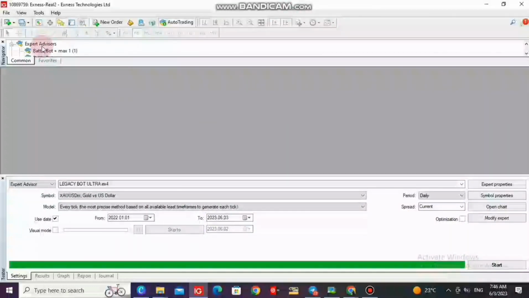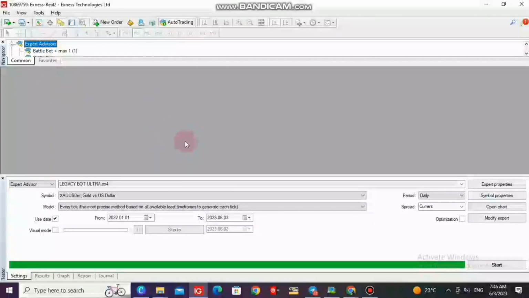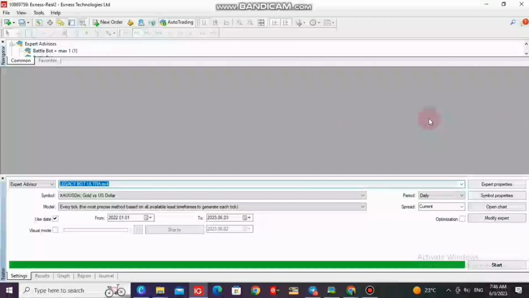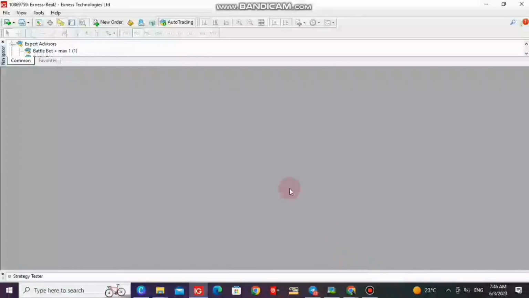So I have to refresh the experts for it to be visible. If you don't refresh your experts, it won't be visible. So just make sure you actually refresh it. And then after that, you have your robot currently like that, like it's actually in your MT4 platform.